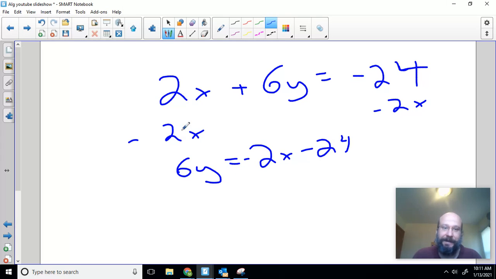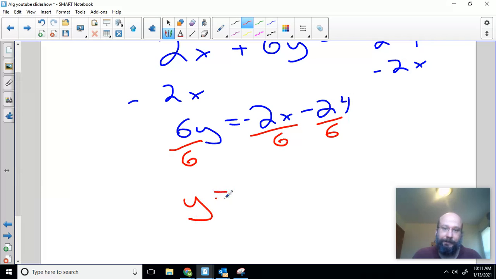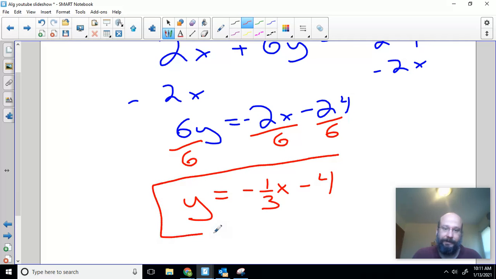So once I get to this step, after I've moved that, I divide by whatever's in front of y. In this case, it's positive 6. So that gives me y equals negative 2 over 6. Negative 2 divided by 6 simplifies down to negative 1/3 x. And then negative 24 divided by 6 is negative 4. So this is my answer. And I could graph this one. That's it. Easy stuff.